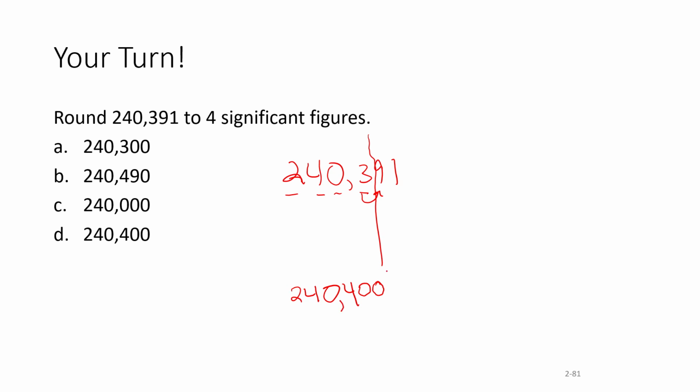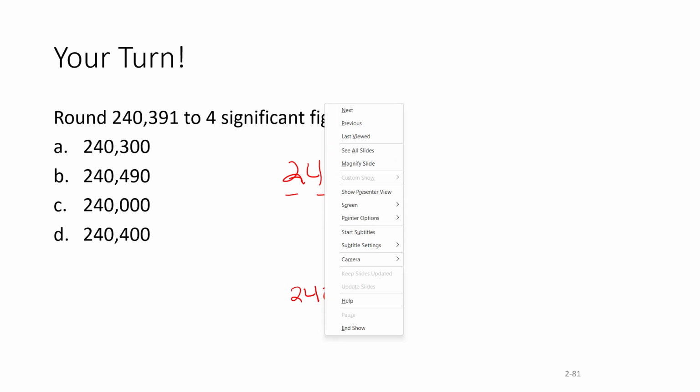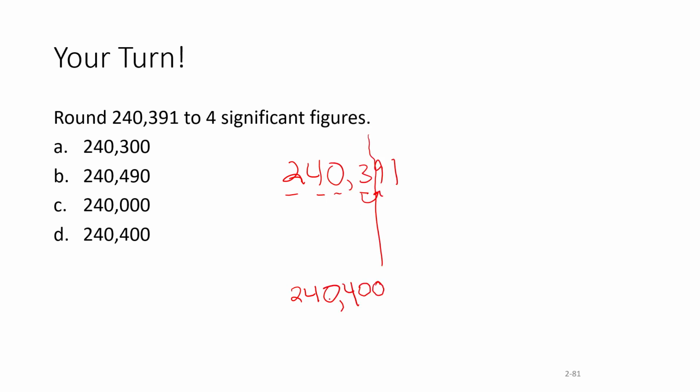The number as written now has 4 significant figures. It has the 2, 4, 0, 4, which are significant. And these last 2 zeros are trailing zeros in a number that does not have a decimal, so those are not significant. We now have 4 significant figures, and the value is maintained. So we have 240,000 something, and we still have 240,000 something. That's something that you always need to check when you're done rounding. Does the value of my number still make sense? And if it doesn't, you want to make sure you add the zeros so that it does make sense.